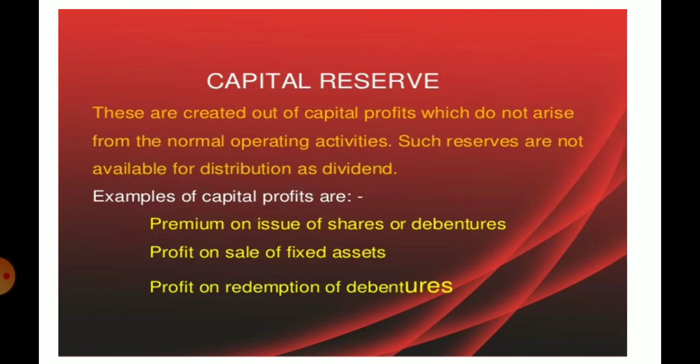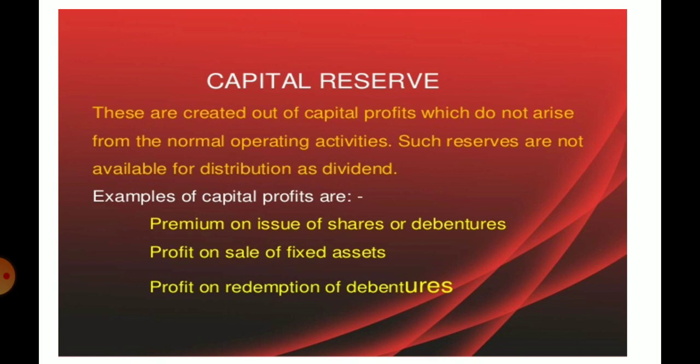Now, what is the capital reserve? These are created out of capital and do not arise from the normal operating activity. Such reserves are not available for distribution as dividend. For example, the premium on issue of share or debenture, profit on the sales of fixed assets, and profit on the redemption of debenture. Okay, so debentures, what are debentures?